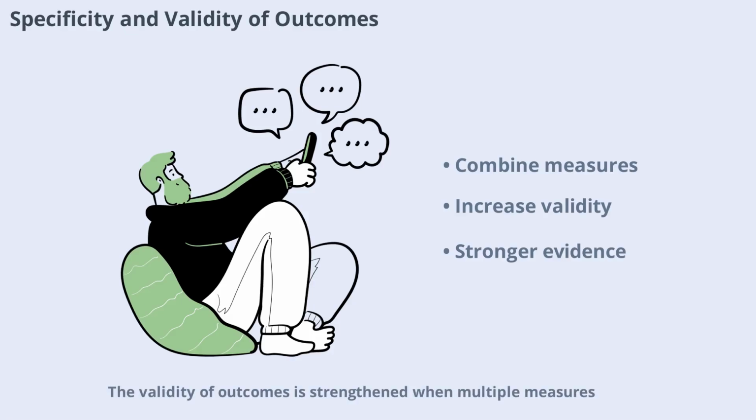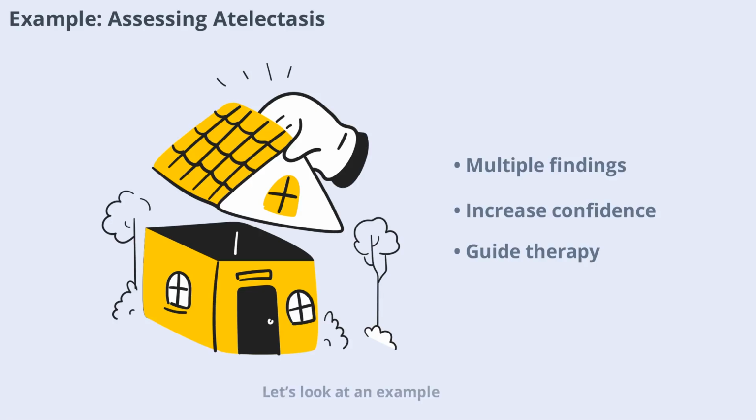The validity of outcomes is strengthened when multiple measures are combined and consistently show change in the same direction. For example, decreased breath sounds, chest X-ray findings, and low oxygen saturation together provide stronger evidence of atelectasis than any single measure alone. Let's look at an example.